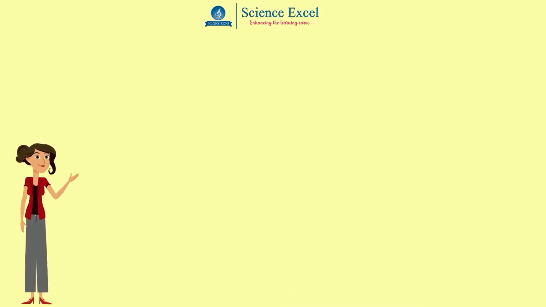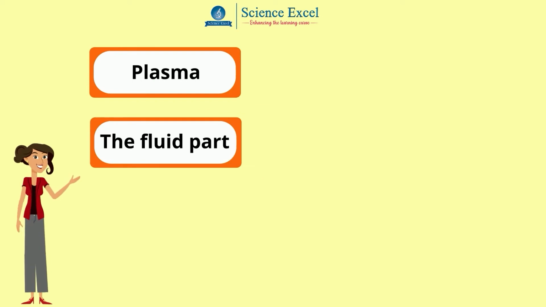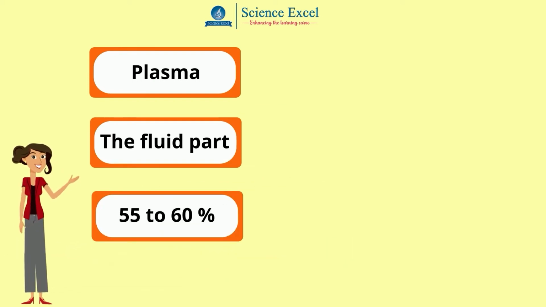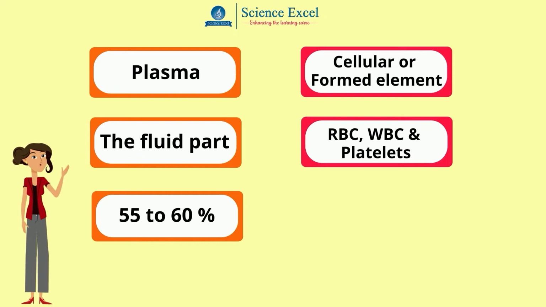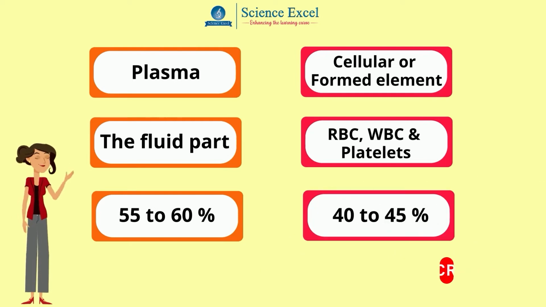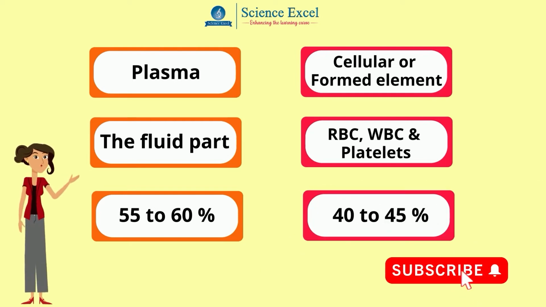Blood consists of plasma, the fluid part, which constitutes 55 to 60%. The cellular or formed elements comprising of the red blood cells, white blood cells and platelets, which constitutes 40 to 45%. Let us learn about plasma in detail.